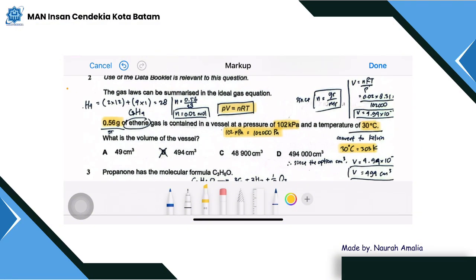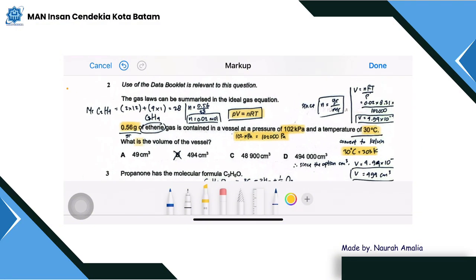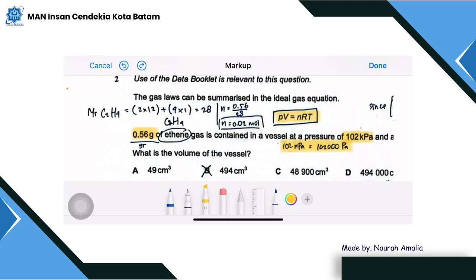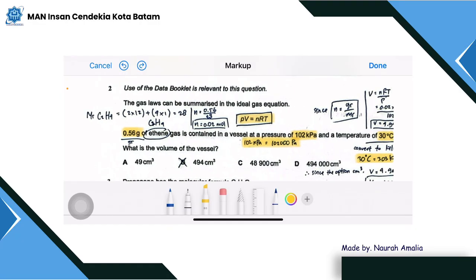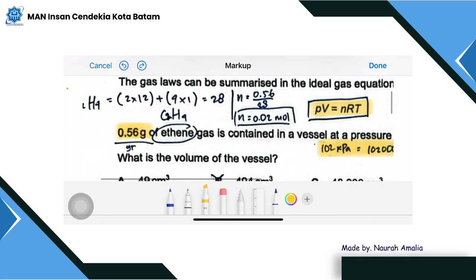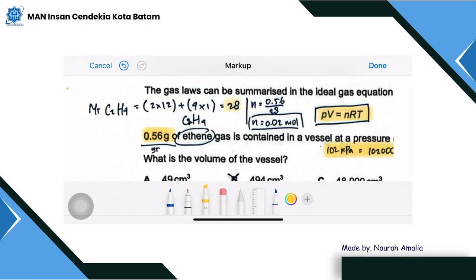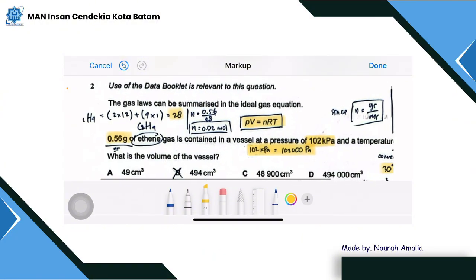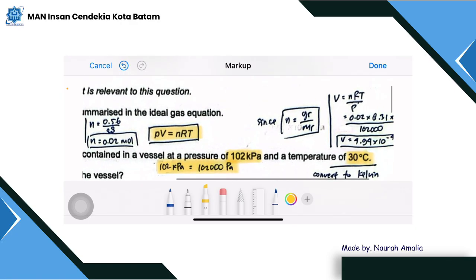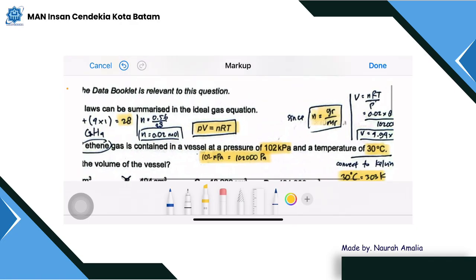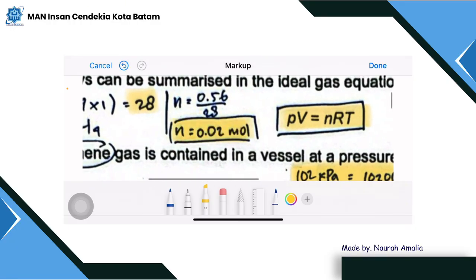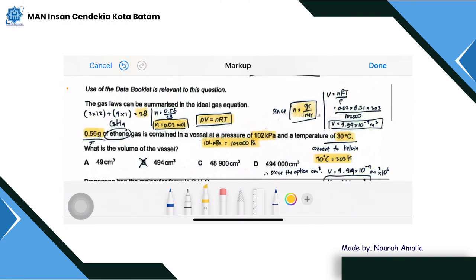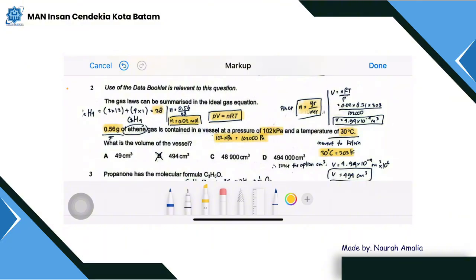And to determine the mole, which is n, we need to know the Mr of C2H4, which equals 28 from my calculation. And to determine the mole, the formula I will use is gram per Mr, and this is the result: the mole is 0.02 mole. And we can move now to the calculation.